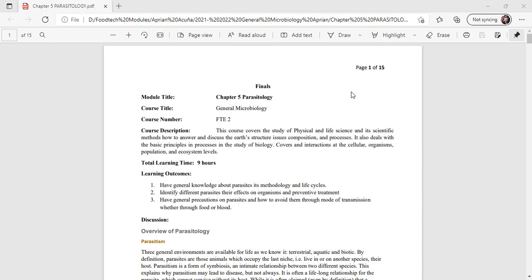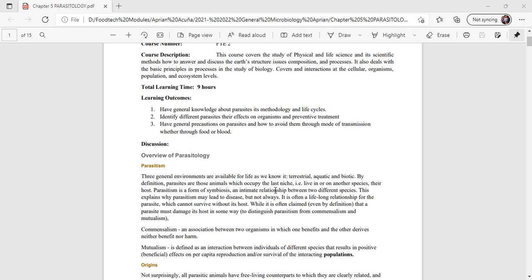So we are now sa aton nga chapter 5 or sa Parasitology because we're already finished na sa Bacteriology. Parasitology is the study of mga parasite. Okay? So for your parasites, they are separate nga microorganism. So you have here your overview sa aton nga parasitology. So first of all, you have the definition for your parasitology or parasitism.